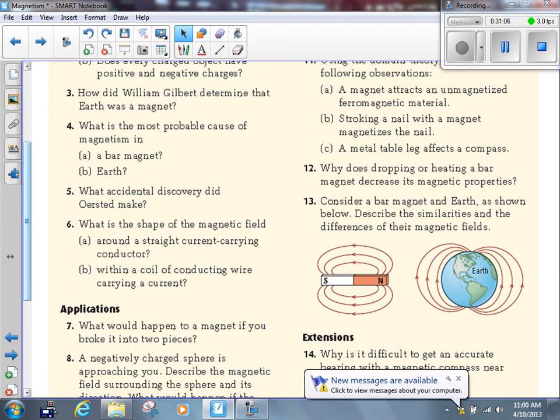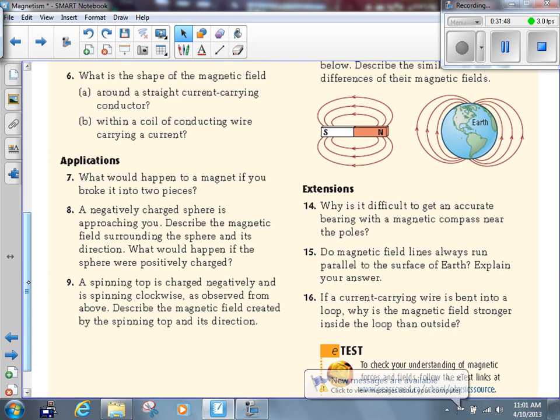Well, what happens to those domains that are aligned as you drop it, or as you heat it, for that matter? They scatter, they kind of scramble. As you give kinetic energy to it, these domains have a tougher time staying aligned. What's one way to give kinetic energy to it? Drop it, bang it against the floor. What's another way? Heat it up. Okay, so what you do is scramble the domains. It decreases its magnetic properties. You drop it once, it's not going to cause it to not be magnetized, but it'll ever so slightly decrease its magnetic effect. Number 14.